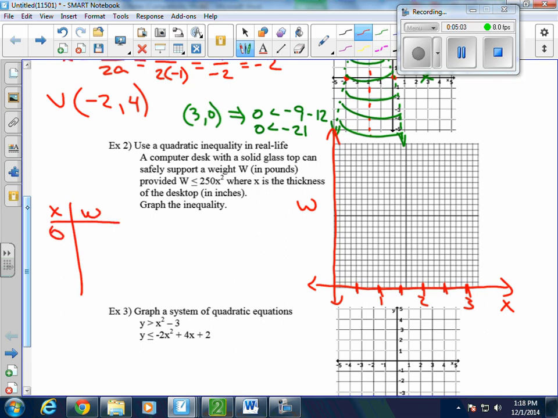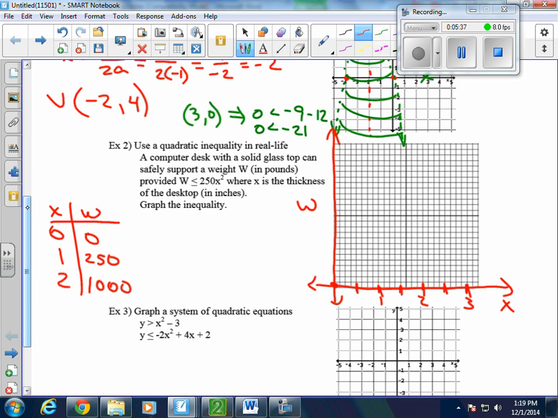So if I put in 0, I'm going to get 0. Well, that's this point right here. If I put in something where it's 1 inch thick, I'm going to get 250 pounds. It's going to support 250 pounds. If I put in 2 inches, 2 squared is 4. 4 times 250 is 1,000 pounds. All right, so that's quite a jump.